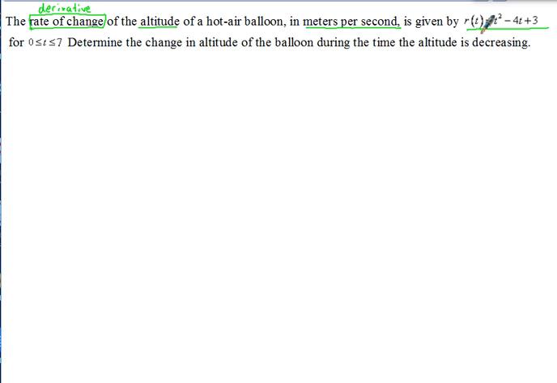Oftentimes they'll do that. They just call it r of t. I'm not using the prime notation. And it applies on the interval from 0 to 7. And then it says determine the change in altitude of the balloon during the time the altitude is decreasing.